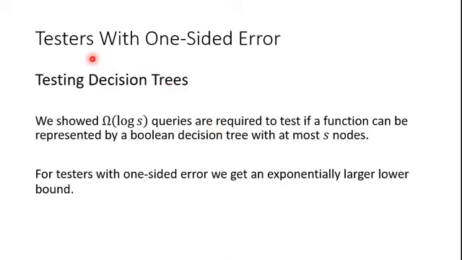So now we will move on to testers with one-sided error. So we're going to be talking about specifically testing decision trees now. And we showed that omega log s queries are required in order to test if a function can be represented by a Boolean decision tree with at most s nodes. We showed that earlier. However, we will now see that for testers with one-sided error, we get an exponentially larger lower bound.